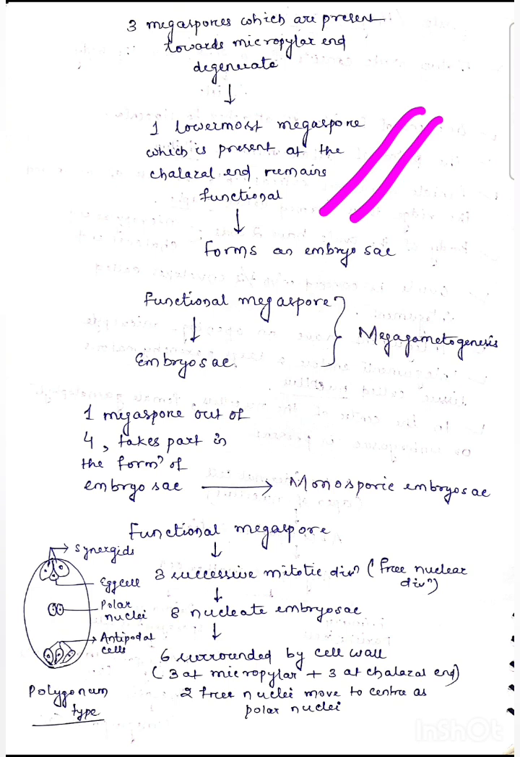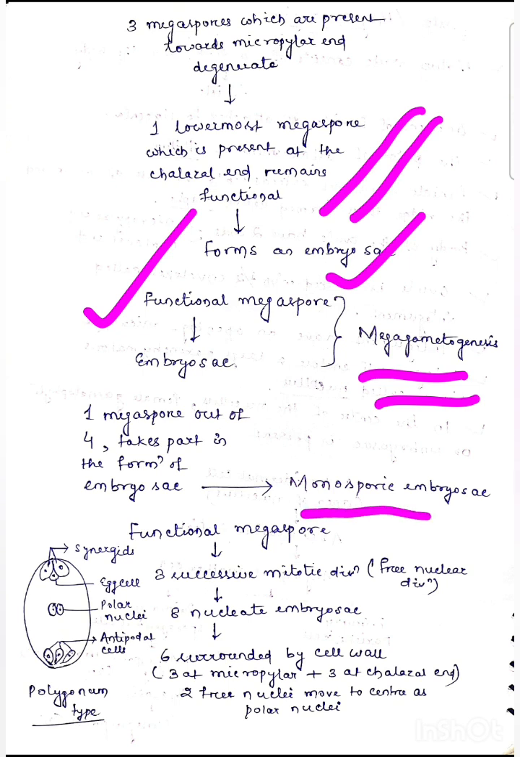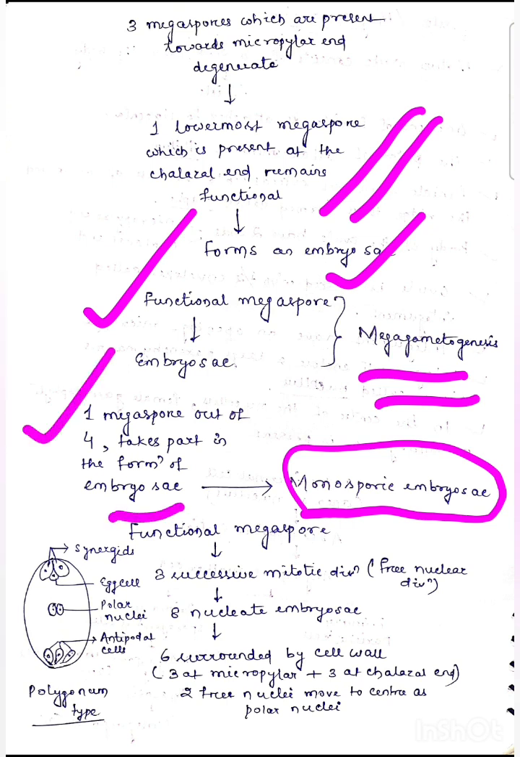After the 3 megaspores degenerate, one functional megaspore acts as the active member, and from that active megaspore the whole embryo sac is formed in the process of megagametogenesis. This type of development is called monosporic embryo sac, where the whole embryo sac is formed from one megaspore.